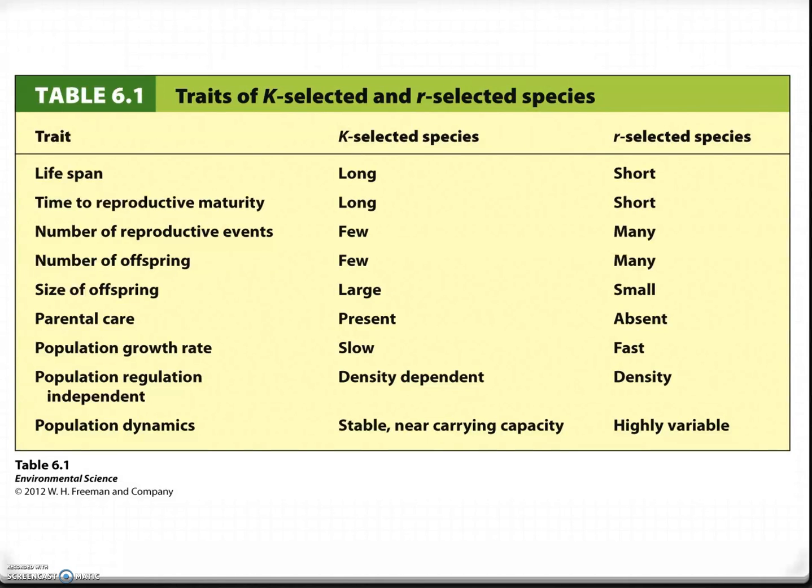R-selected species have a short lifespan. They have a short time to reproductive maturity. They have many reproductive events. They produce a lot of offspring. Their offspring are small. They don't care for their offspring. They have fast population growth. They are typically density independent, and their population dynamics are highly variable.